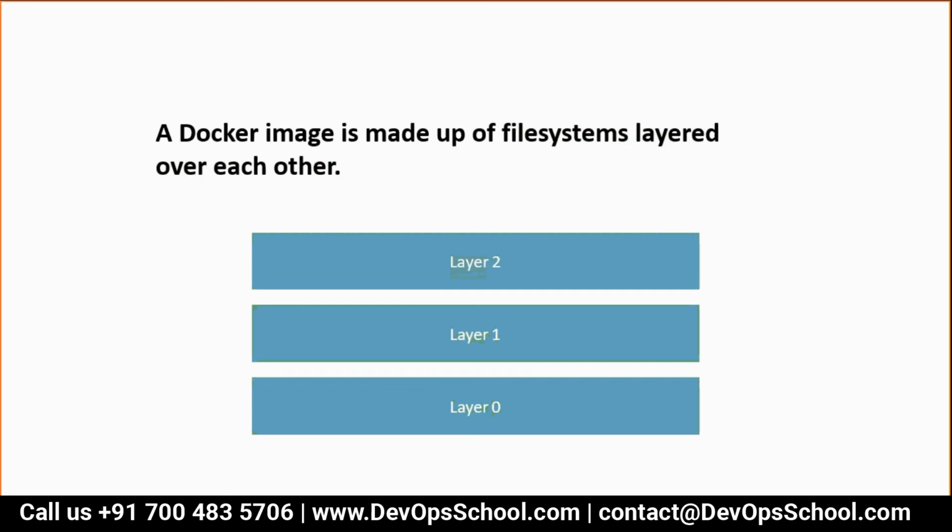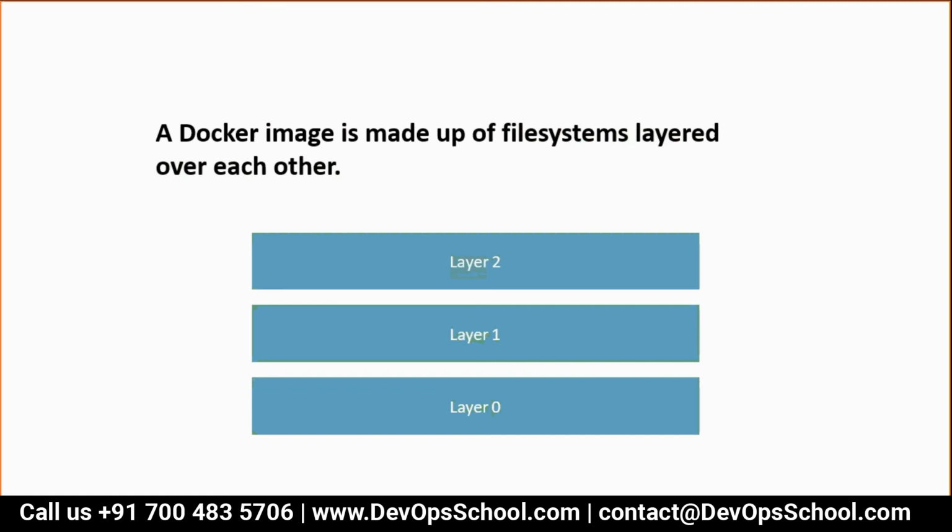layered over each other. That's the reason we call them layers. So you see here 3 layers. That means 3 file systems. Layer 0, the first file system. Layer 1, the second file system. Layer 2 is the third file system. They are layered over each other. So that is an image.